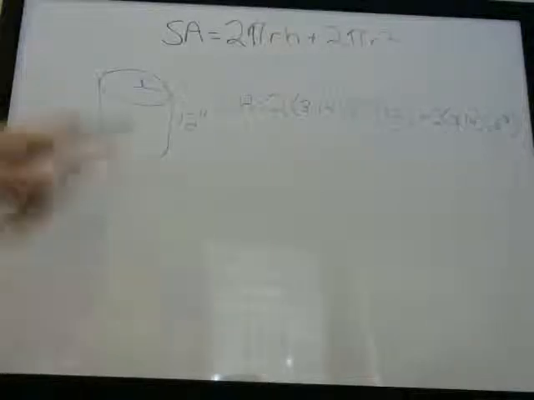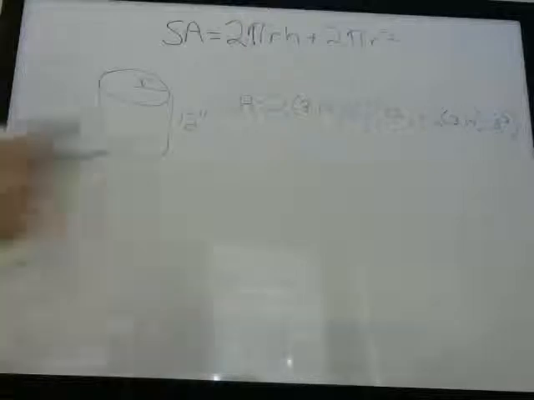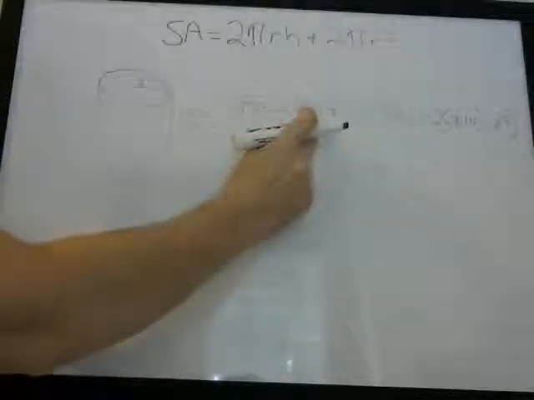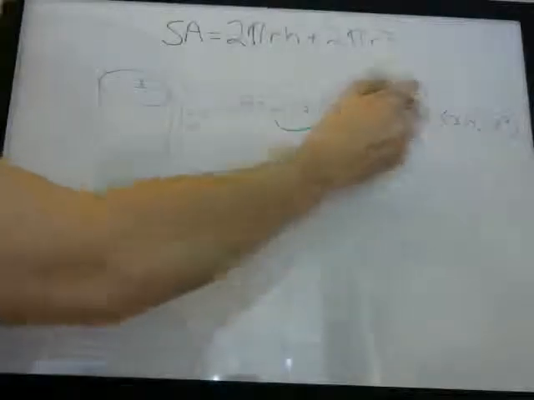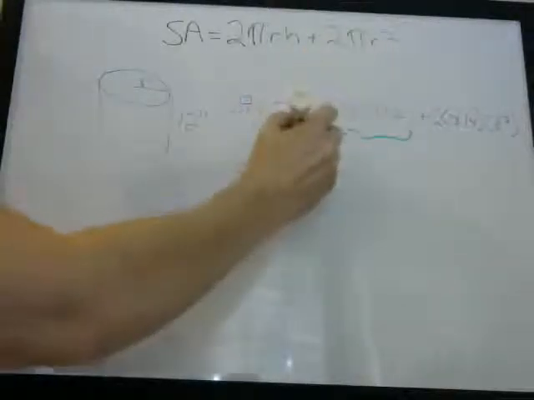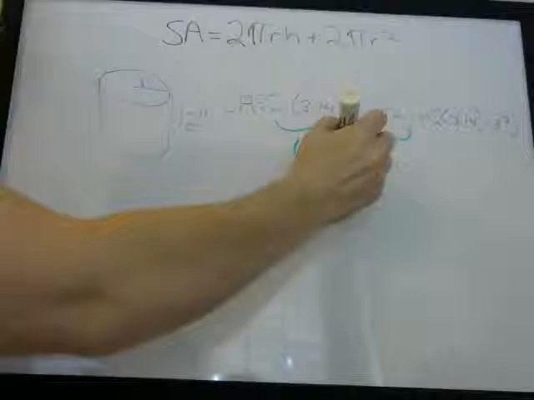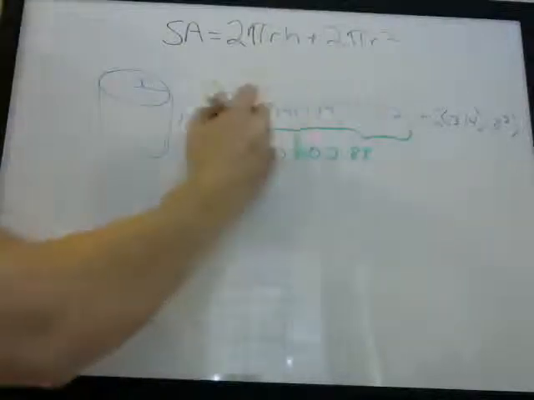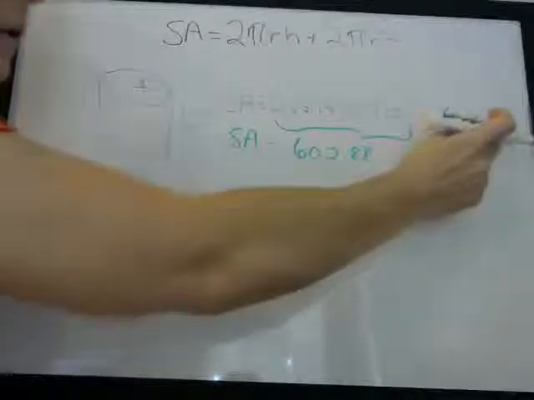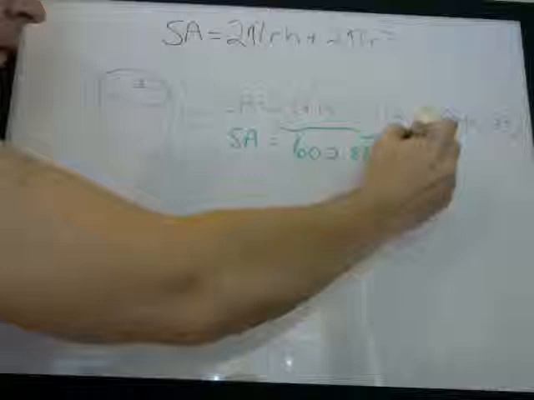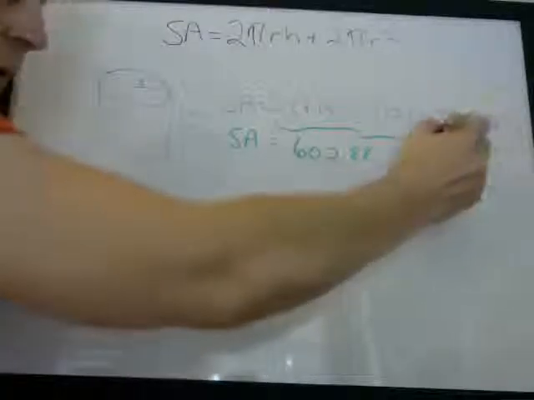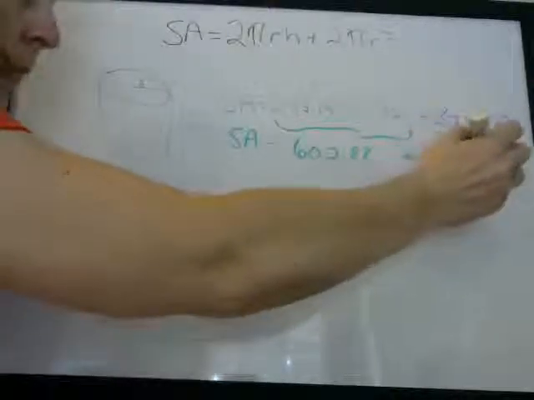So all we did is we took the formula, plugged the numbers in, and now we're going to get our calculator out. So what is 2 times 3.14 times 8 times 12? If you do that, you're going to get 602.88. What is 2 times 3.14 times 8 times 8? That's what 8 squared is. If you do that, you're going to get 401.92.